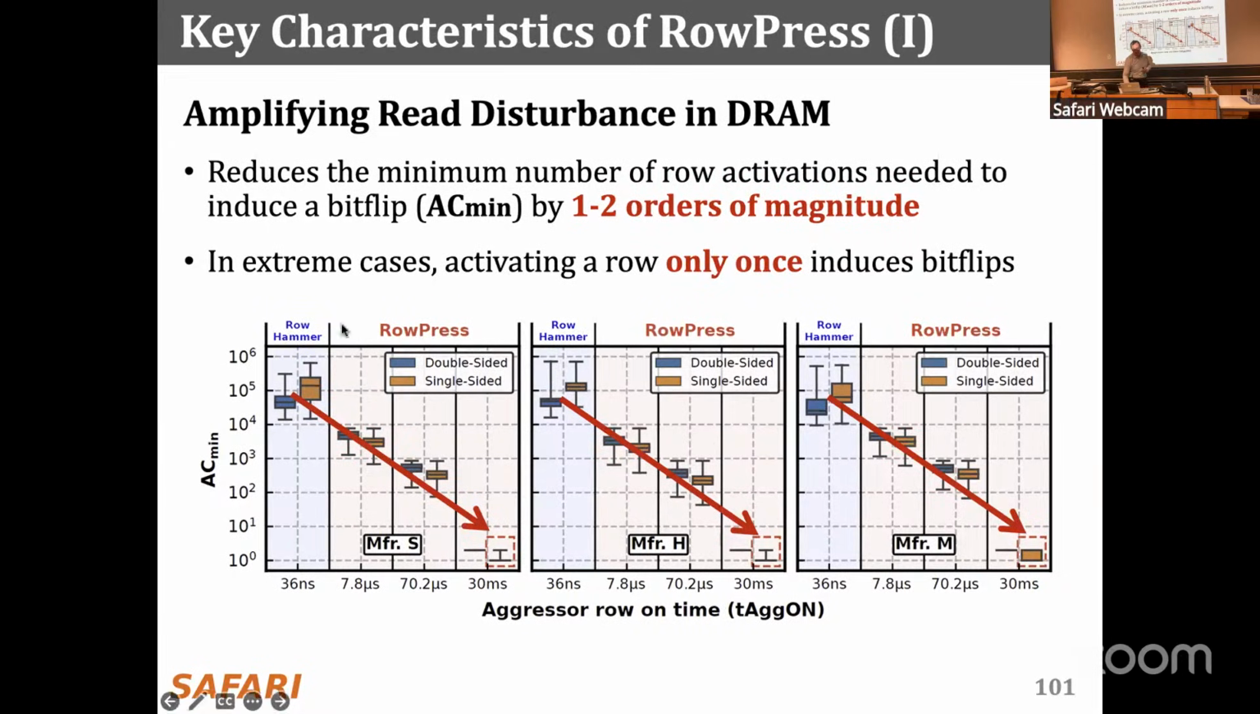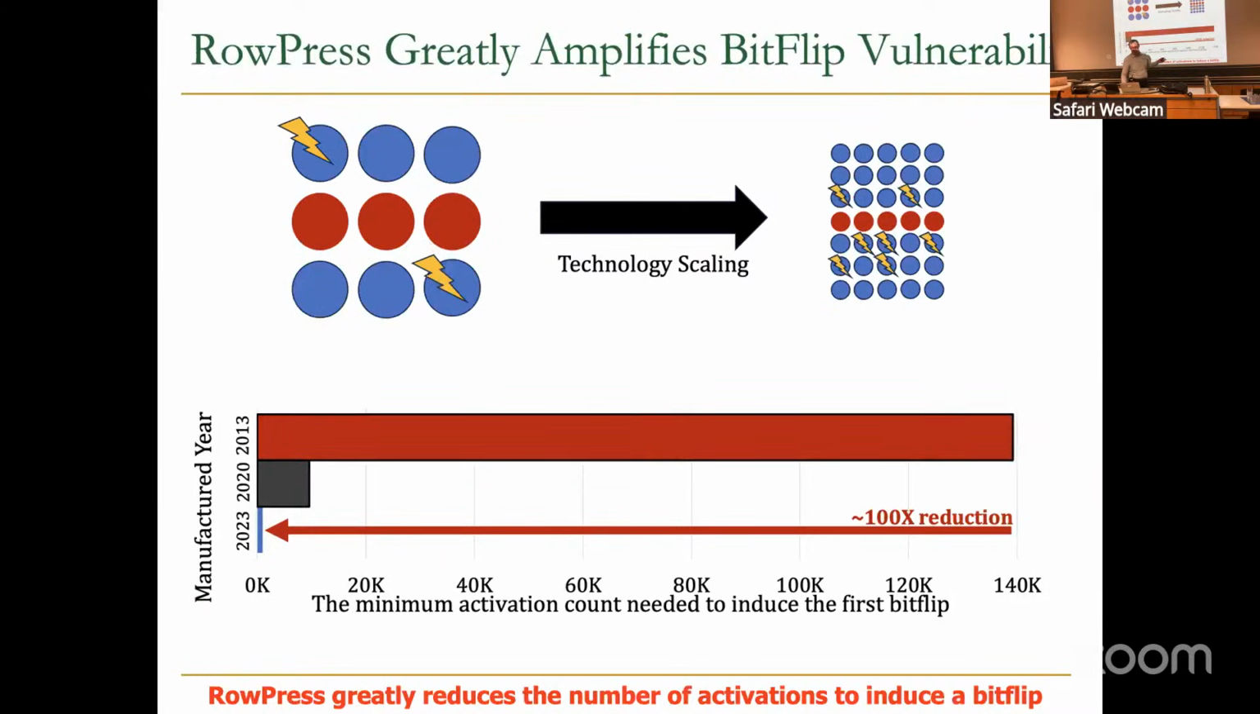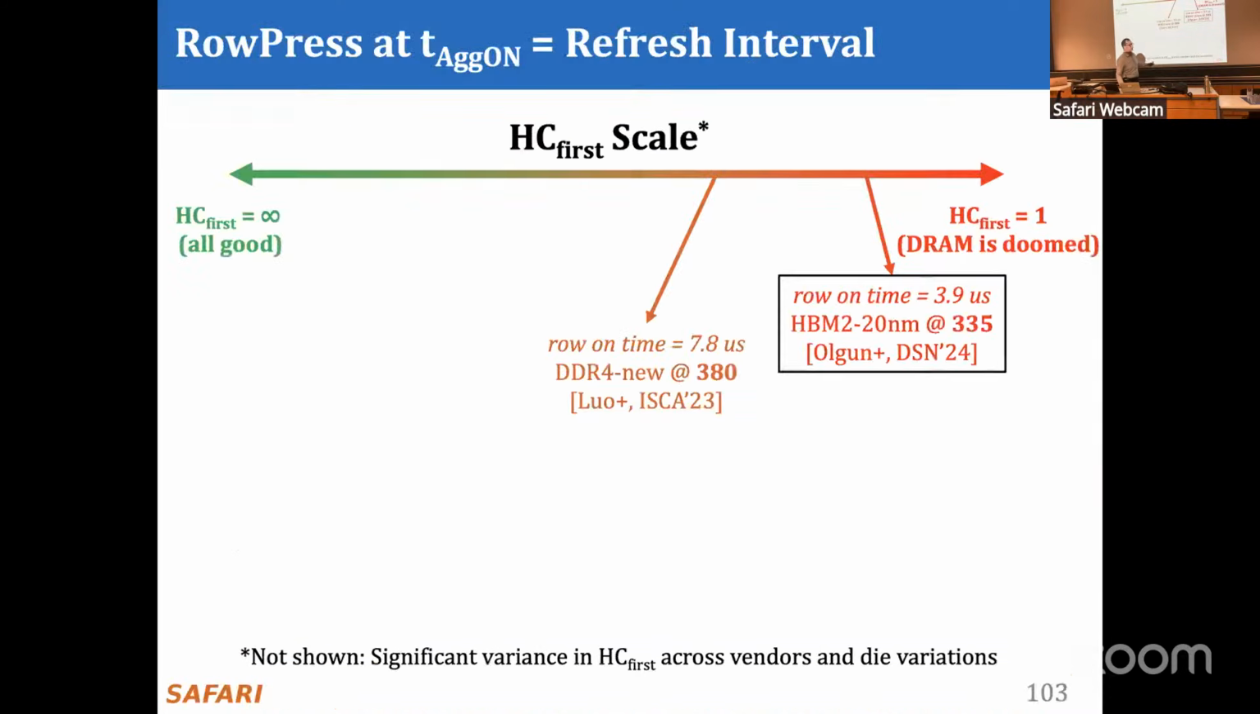But if you are following the standard, then you can reduce the activation count to induce the first bit flip by 1 to 2 orders of magnitude. So that's fascinating, right? It's a fascinating result. So basically, you can greatly reduce the number of activations to induce a bit flip. And the number is actually really fascinating. So if you keep the row active 7.8 microseconds, this paper reports that you can induce a bit flip after 380 activations. That's not a lot, but you need to keep the row active for a really long time. Still, it's possible to induce a bit flip. If you keep the row active in HBM, there's a later study that builds on RowPress.